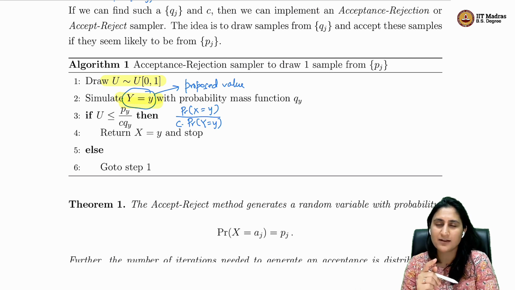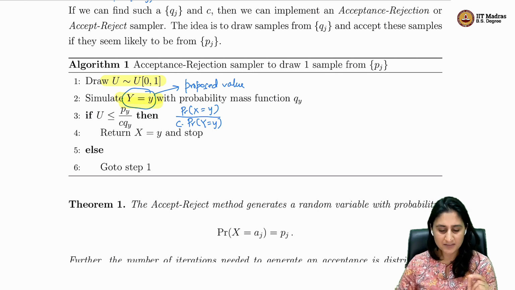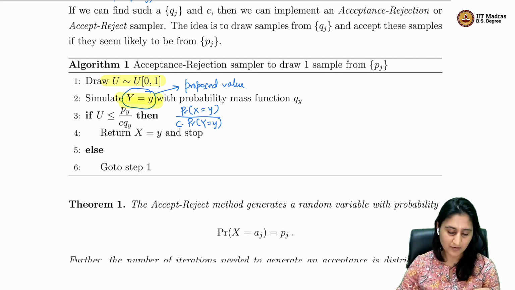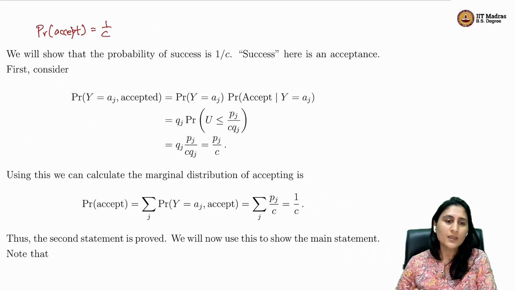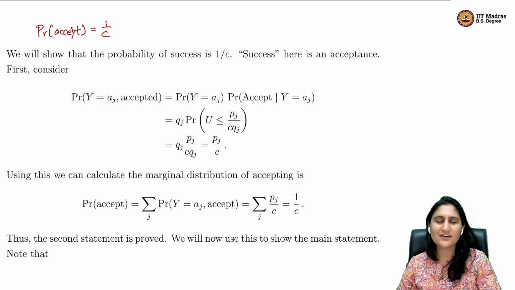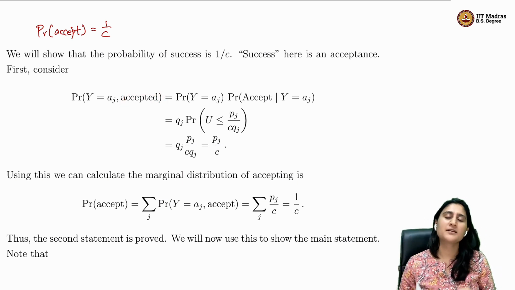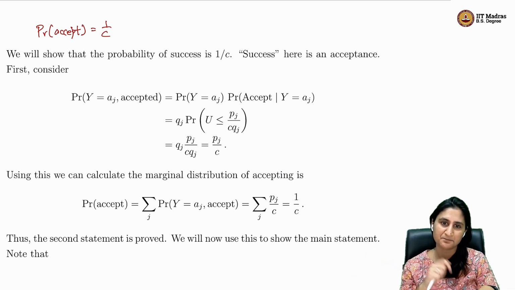Both the U's and the Y's are random, which means when I talk about probabilities of anything, I want to understand whether the probability is with respect to the randomness of the U's or the randomness of the Y's. So we have to be careful about that. If I look at the joint probability of Y being equal to AJ, that means proposing a value AJ and also accepting the value. So I want to look at the probability that I proposed a value AJ and then also accepted it.